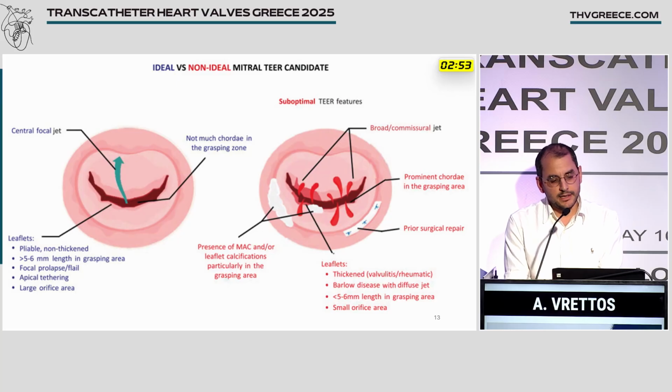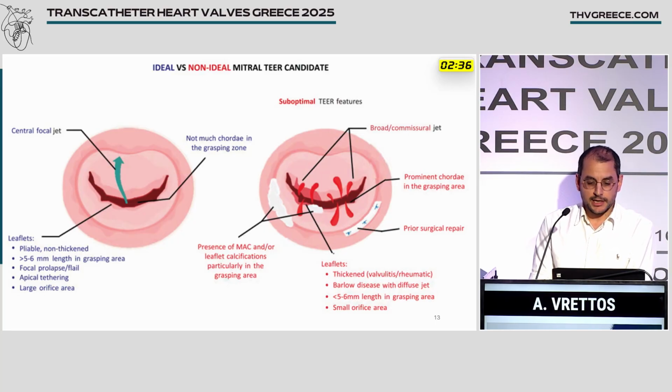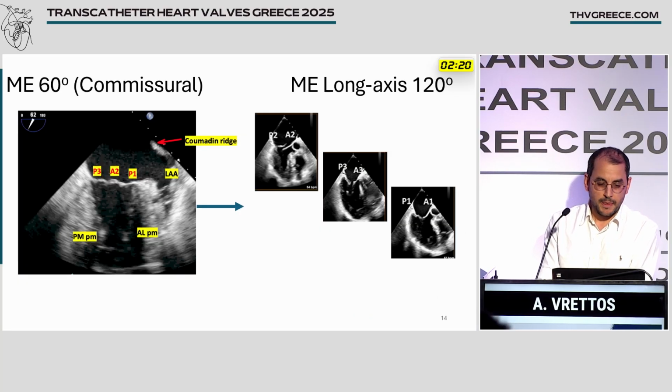Then you have the ideal mitral edge-to-edge repair candidates, and less ideal on the right-hand side. If you have a central focal jet, good leaflet length, not thickened leaflets, and not significant calcification, then that's probably favorable anatomy. Whereas a commissural jet, a jet that is very broad, a lot of calcium, especially in grasping areas, thickened leaflets, short leaflets, especially a short posterior leaflet, all these can cause troubles.